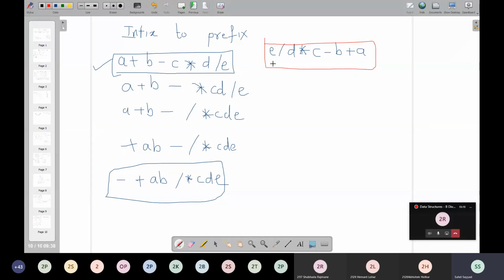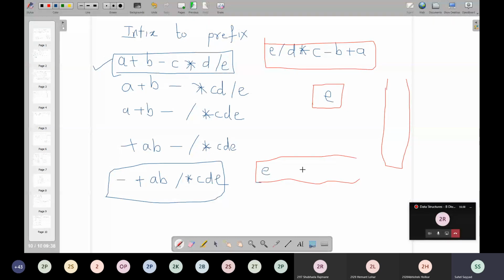First thing that I scan is E. E is what? Operator or operand? It is an operand. So if it is an operand, then it will directly go in the output string.